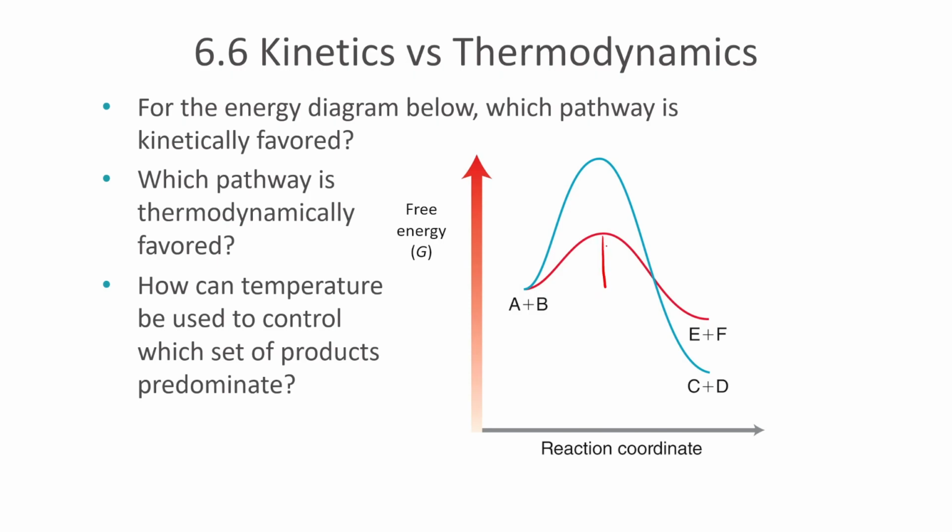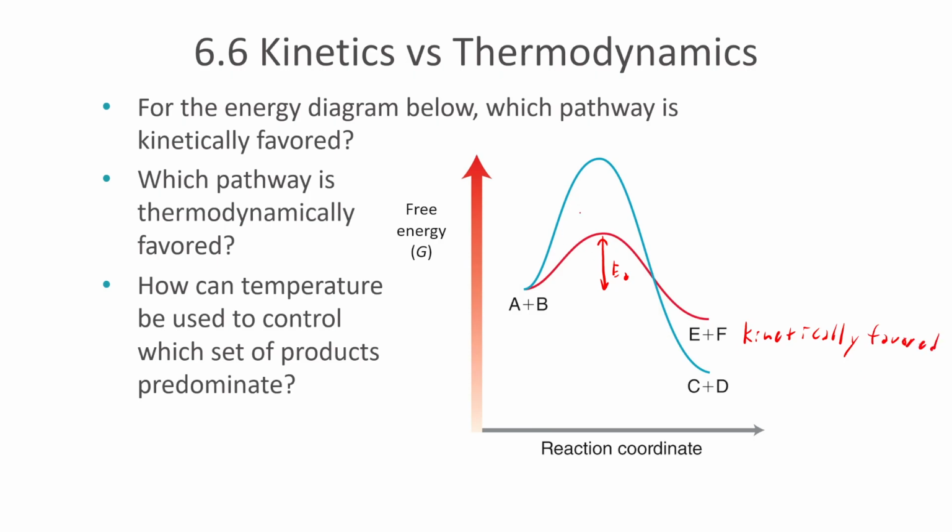So here the red reaction is going to be thermodynamically favored. So E and F are kinetically favored. Given a short time frame, products E and F will be produced rather than C and D.